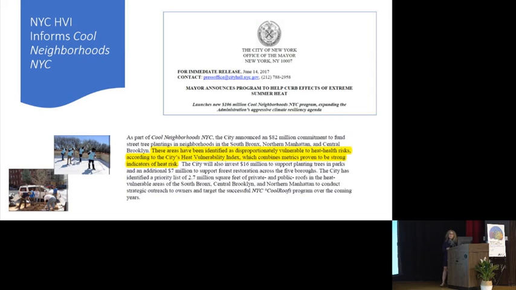And then about 2 years after we published the study, the de Blasio administration announced a new initiative called the Cool Neighborhoods New York City Plan. And this was an over $100 million initiative to help curb the effects of extreme heat. So this is from the press release for that plan. And you can see that one of the initiatives, more targeted street tree plantings, is mentioned in this press release as targeted in the South Bronx, Northern Manhattan, and Central Brooklyn. And that's because those areas were identified as disproportionately vulnerable to heat health risks, as identified by the city's heat vulnerability index.